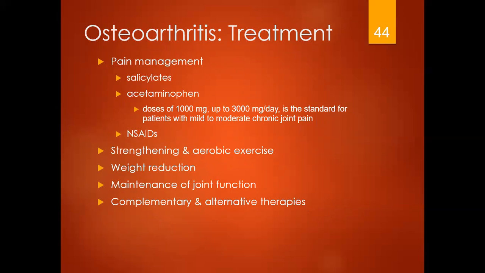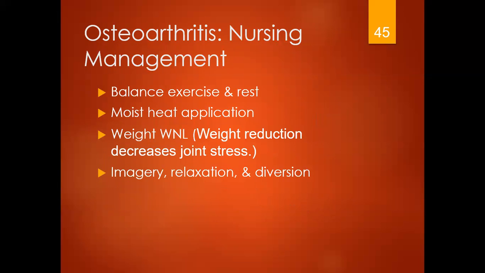As well as complementary and alternative therapies, like yoga, massage, and capsaicin cream, in order to reduce inflammation and promote comfort. We want to balance exercise and rest, apply moist heat, and get that weight reduction going so we can decrease joint stress, and help with imagery, relaxation, and diversion. These people are often put on glucosamine and chondroitin to decrease their pain and the development of their osteoarthritis, etc.